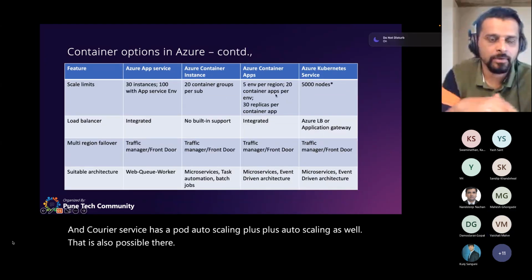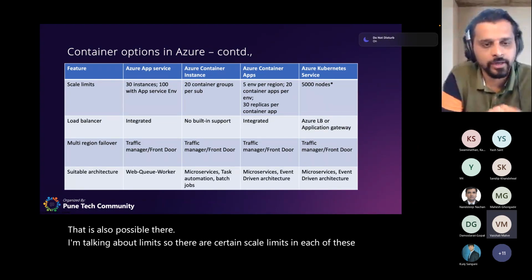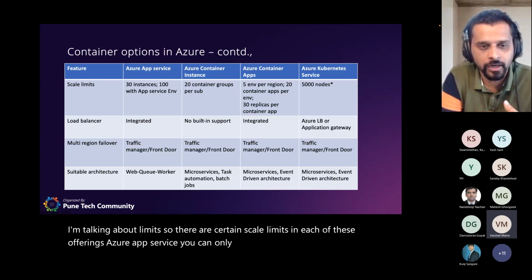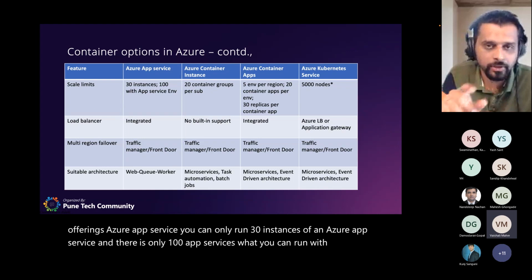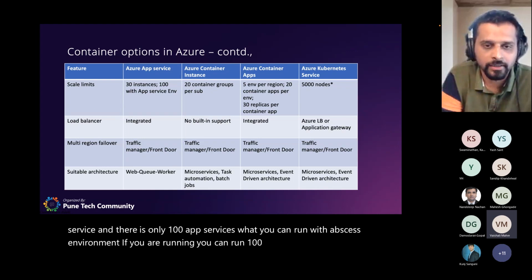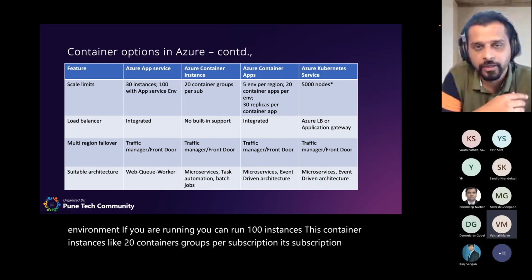Talking about limits, there are certain scale limits in each of these offerings. With Azure App Service, you can only run 30 instances, and there are only 100 app services that you can run. With an app service environment, you can run only 100 instances. Container instance has 20 container groups per subscription. It's a subscription level limitation. You cannot create more than that.